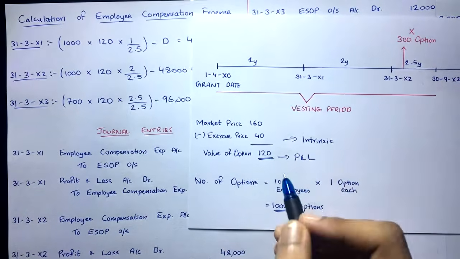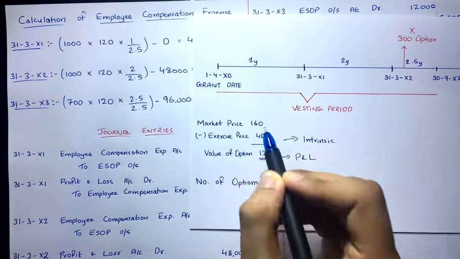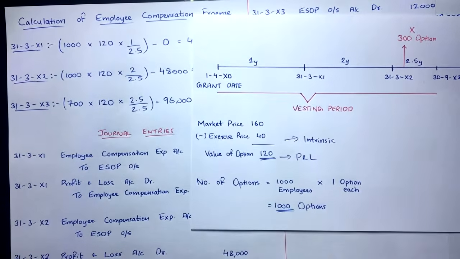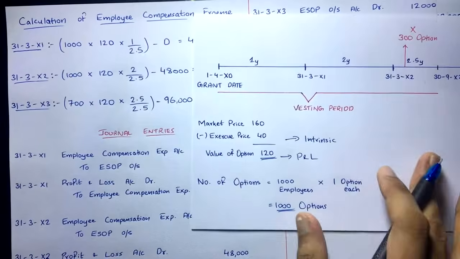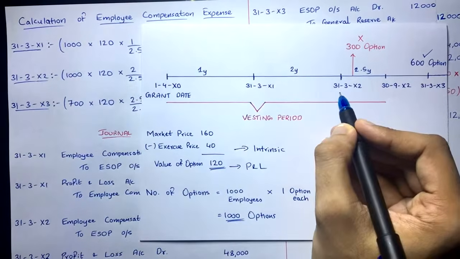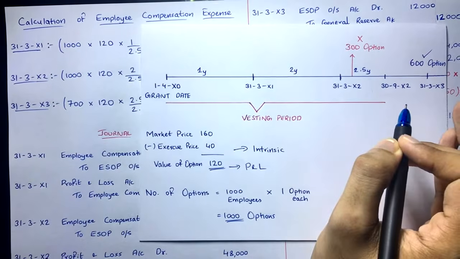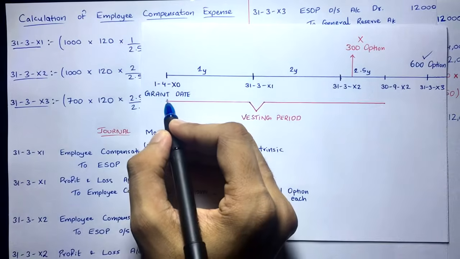Why? Because the market price which we take in the calculation will always be taken of the grant date. Now sometimes in the question, you will see that in the material also, they will give so many market prices. Here a different market price, here a different market price. Don't worry, you have to ignore all those market prices. You just have to take the market price given at the grant date.